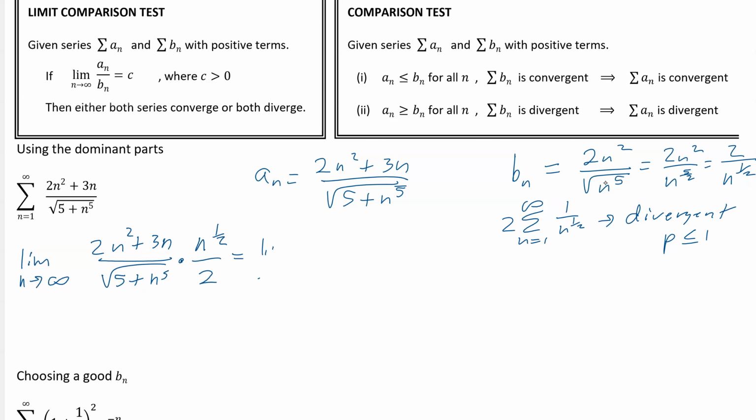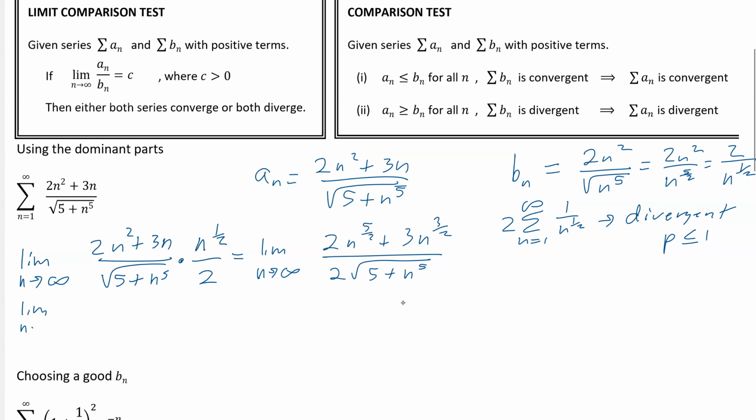So this equals a limit. And the easiest thing to do is just to distribute straight across. So we have 2 n to the 5/2 plus 3 n to the 3/2 all over 2 square root of 5 plus n to the fifth. Now at the bottom, that's 5/2 and that's 5/2. So the best thing to do is to divide everything by n to the 5/2.